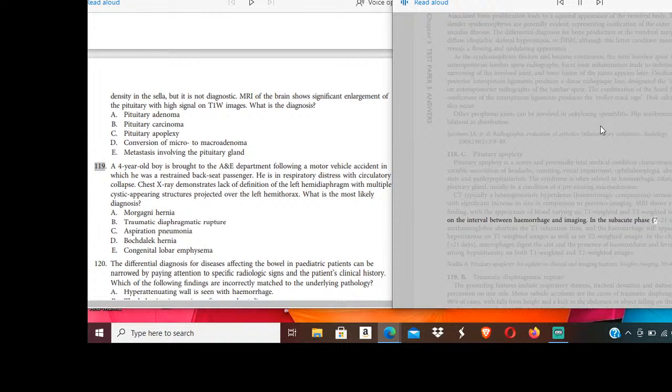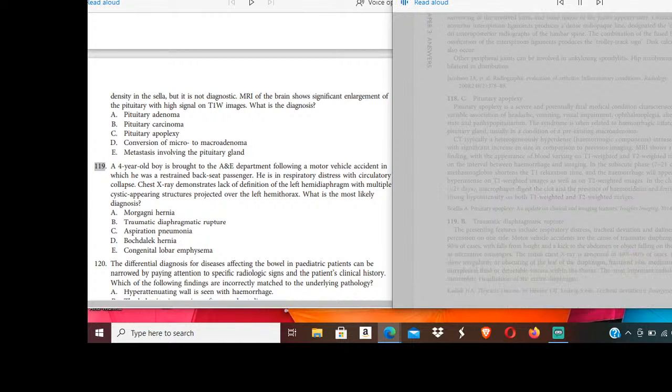In the subacute phase, 7 to 21 days, methemoglobin shortens the T1 relaxation time, and the hemorrhage will appear hyperintense on T1 weighted images as well as on T2 weighted images. In the chronic phase, greater than 21 days, macrophages digest the clot, and the presence of hemosiderin and ferritin causes a strong hypointensity on both T1 weighted and T2 weighted images.